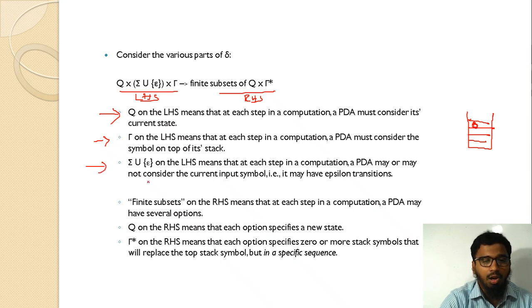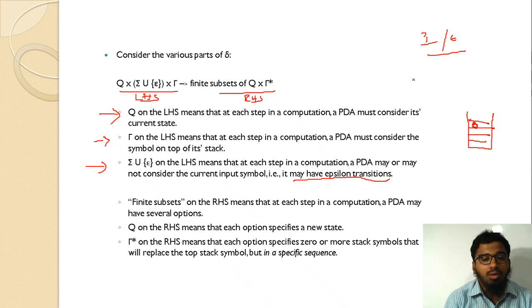So consider what is at the top of the stack. Okay. Third point, sigma union epsilon on the left-hand side means that at each step in a computation, a PDA may or may not consider the current input symbol, that is, it may have an epsilon transition. What does it mean? It means the PDA has two things, one with the input, another with epsilon, that we will see in the next slide with the help of points.